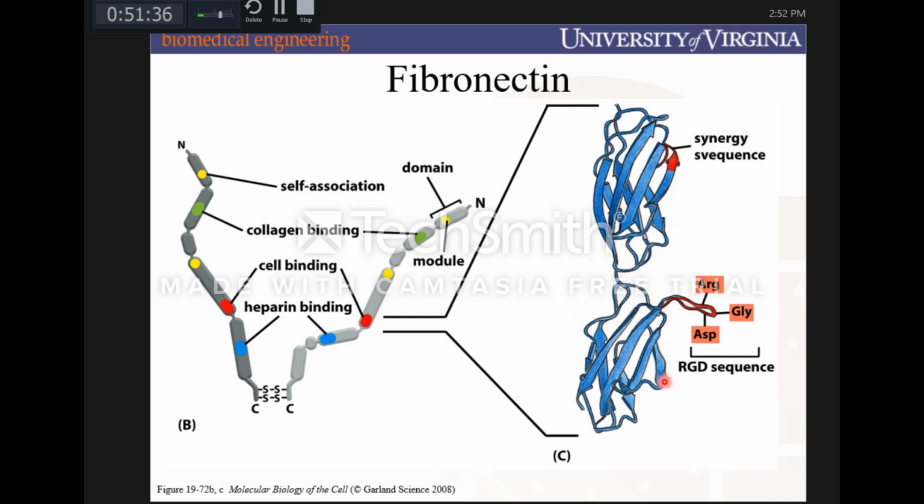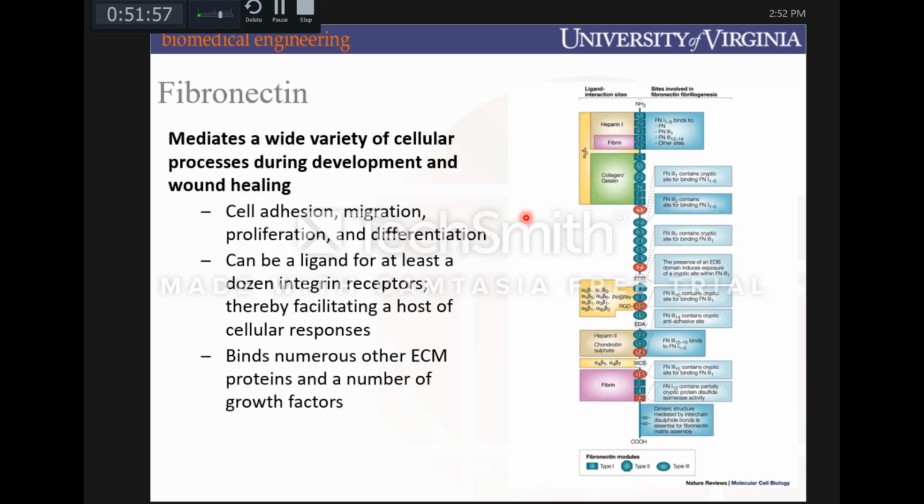RGD will bind to a huge number of integrins, and it will bind strongly to them. So RGD is kind of the coup for everyone trying to make a biomaterial that actually can interact with cells. Synergy sequence is something that basically increases the affinity or the avidity of the bulk molecule or structure to cells. But RGD is the key player. So like I said, fibronectin mediates a wide variety of cellular processes. So adhesion, migration, all the cell behaviors we talked about at the beginning, fibronectin can modulate those.